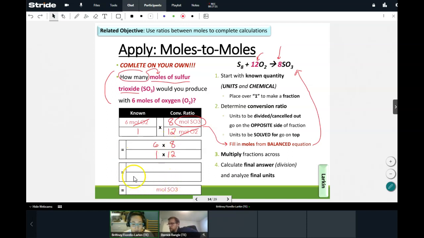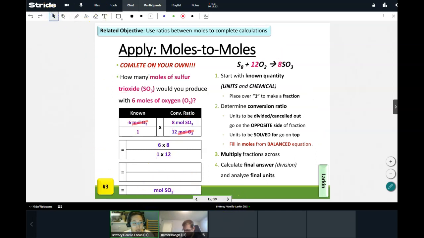So again, our first box here should be the numbers 6 times 8, then 1 times 12, and then the top divided by the bottom right here. And then our second box should be mol space SO3. So this is going to be number 3. Go ahead and work on that one. You have 30 seconds if you want to check your answers.